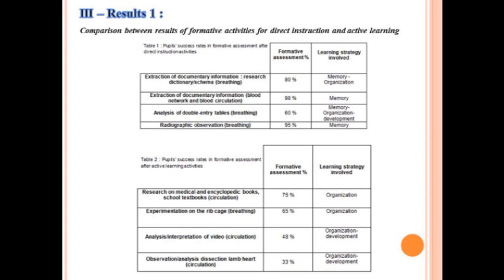In the first results, we compare results of formative activities for direct instruction and active learning. Table 1 shows pupil success rates in formative assessments after direct instruction activities. Table 2 shows pupil success rates in formative assessments after active learning activities. For each table, we can see formative assessment in percent and the learning strategy involved for different activities. For example, in table 1, we have extraction of documentary, analysis of double entry tables, observation. In table 2, for example, we have analysis and interpretation of video, observation, analysis, dissection.